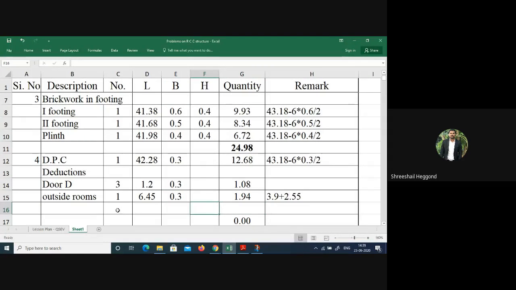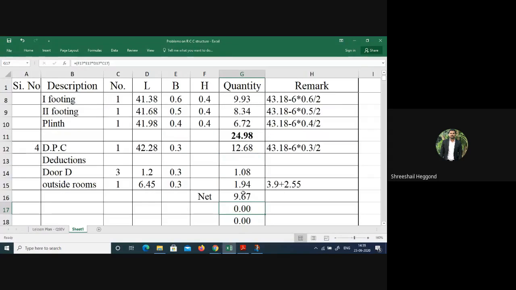Therefore, net quantity of DPC can be written as total DPC minus deductions. Net quantity will be 9.67. Brickwork in superstructure.